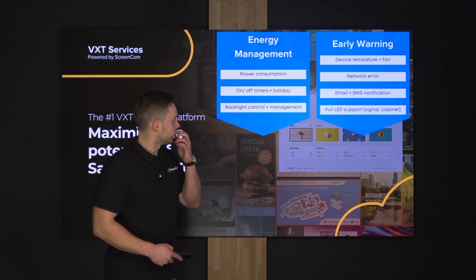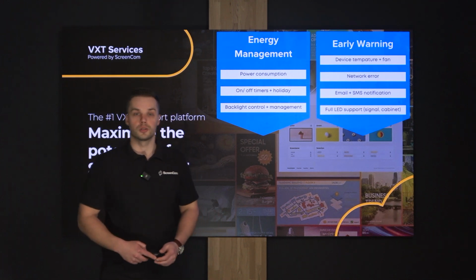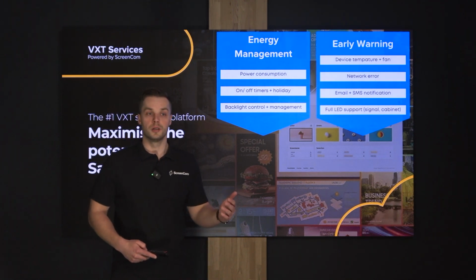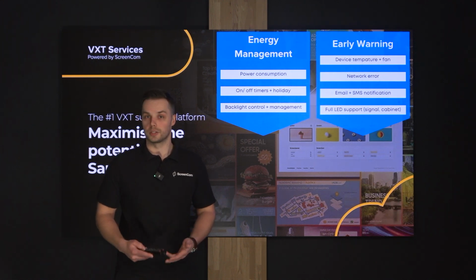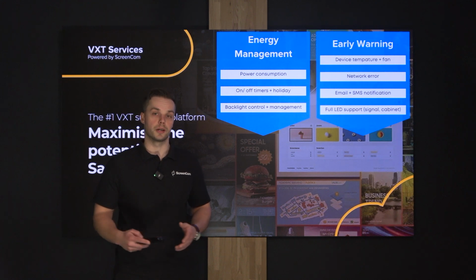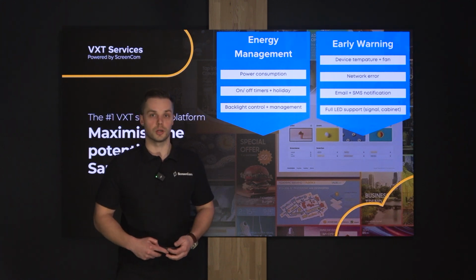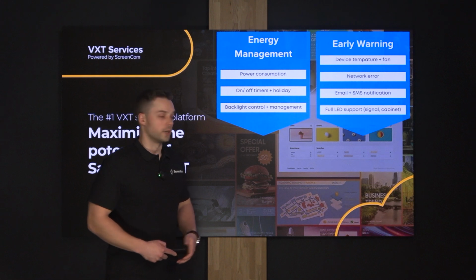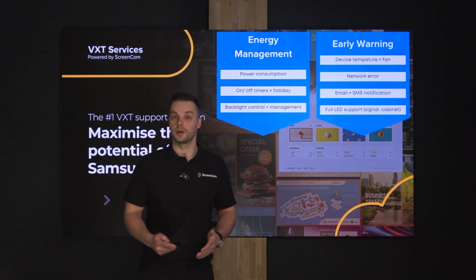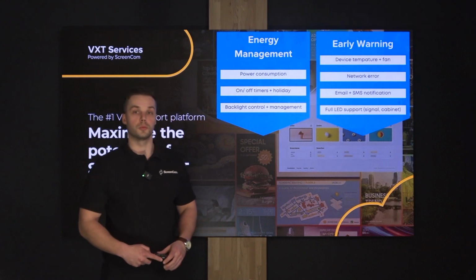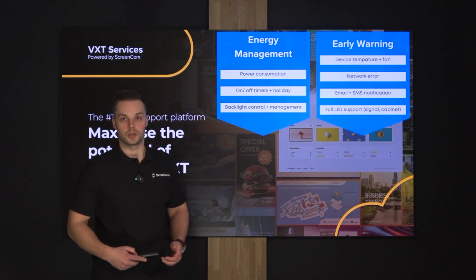Then at the right hand side we have the early warnings. So think of device temperature and fans. In case the device temperature gets too high, you can get notified by the system based on email or SMS functionalities. So you really can get notifications based on the limits that you will set in VXT itself. Same goes for the network error. So in case the display loses internet connectivity, you can get notified via email or SMS in order to proactively act on this and make sure to fix this before it escalates or takes too long.